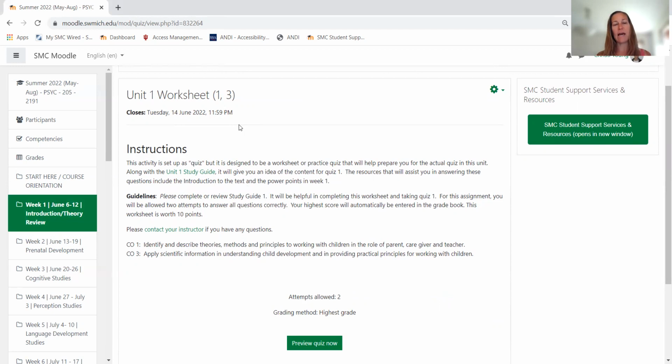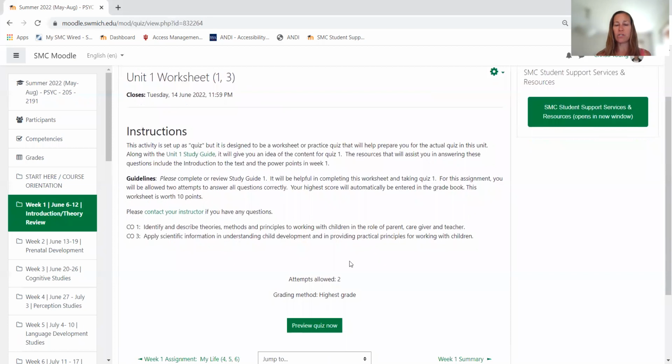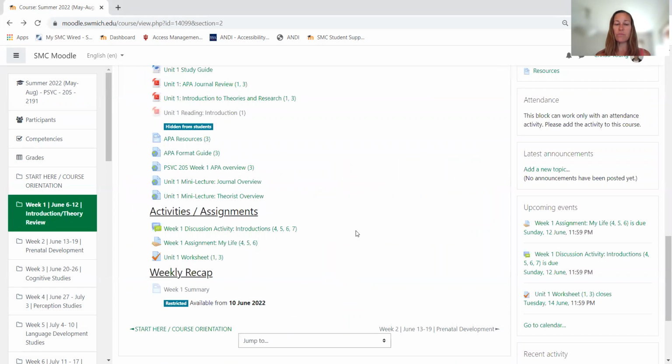It's due Sunday at 11:59, but the way that the quizzes and worksheets are structured is that they incorporate that 2-day window of grace within there. As you note, there are 2 attempts, and it will only take your highest grade into the grade book. So you can take it twice, and whichever one is the better score, it will take that grade into the grade book. Those are your assignments for this week.